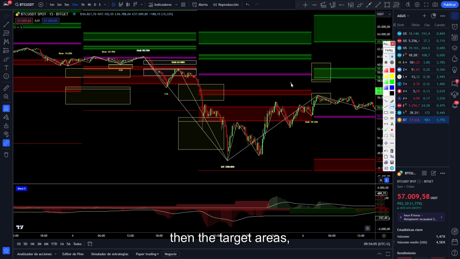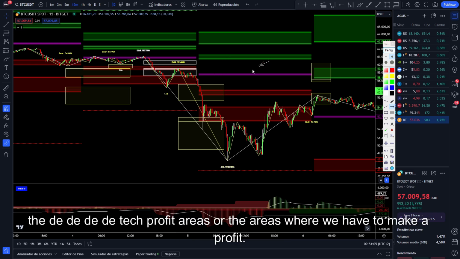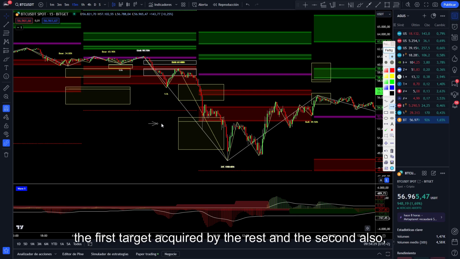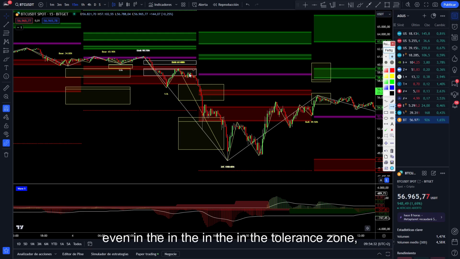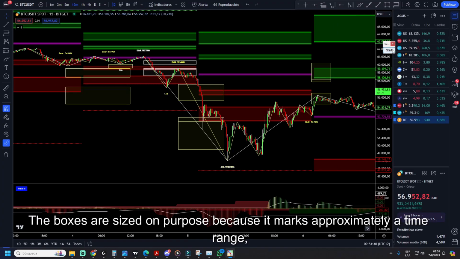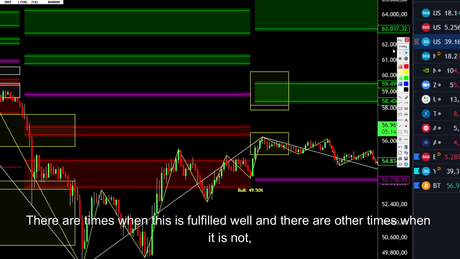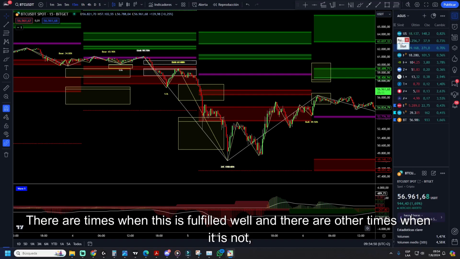areas, the take profit areas, or the areas where we have to make a profit. It's this first zone and this second zone. And look how it arrives. The first one is passed, the first target is acquired, and the second also, even in the tolerance zone, because it is also marked in a tolerance zone. The boxes are sized on purpose because it marks approximately a time range. There are times when this is fulfilled well, and there are other times when it is not.